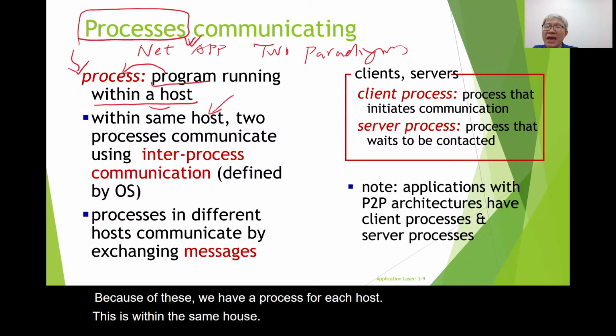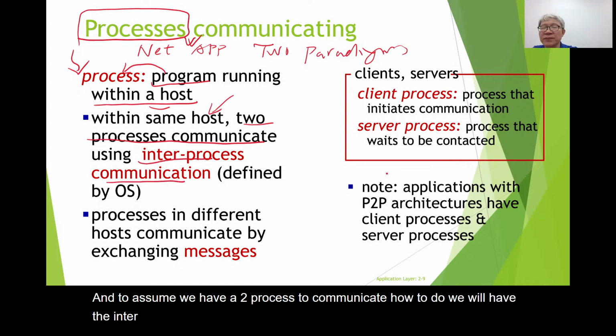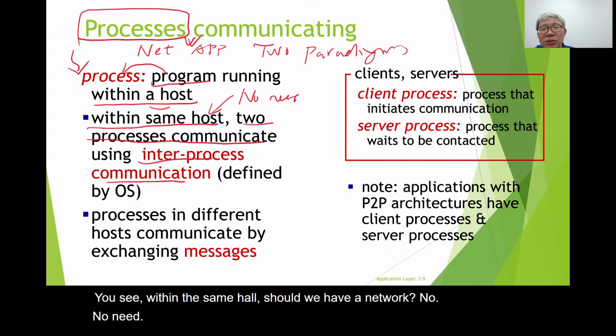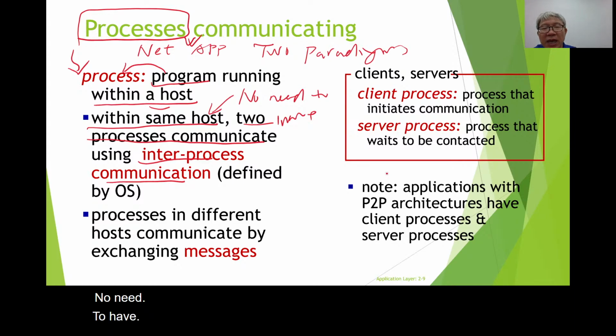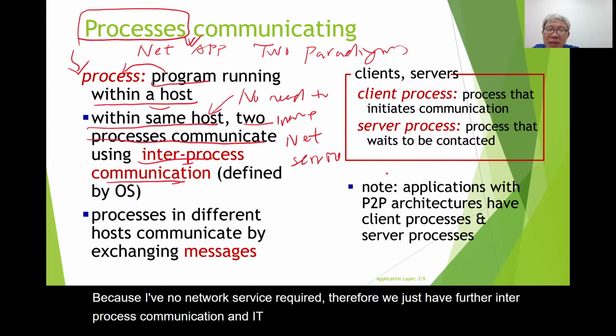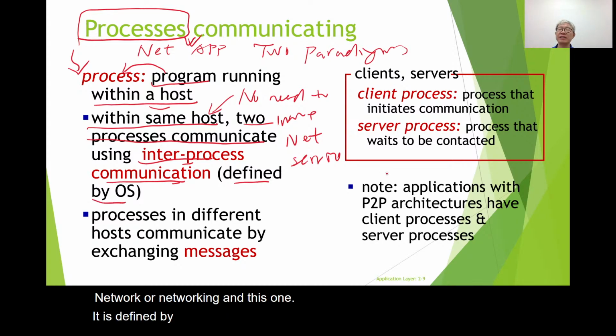And assume we have two processes that want to communicate. How to do it? We will have inter-process communication. You see, within the same host, should we have a network? No, there is no need to have a network service. Because no network service is required, we just have inter-process communication. And it is not networking. And this one is defined by the operating system, OS.